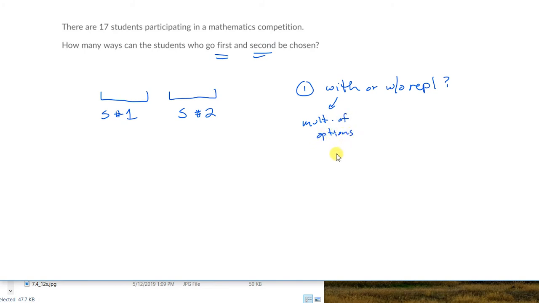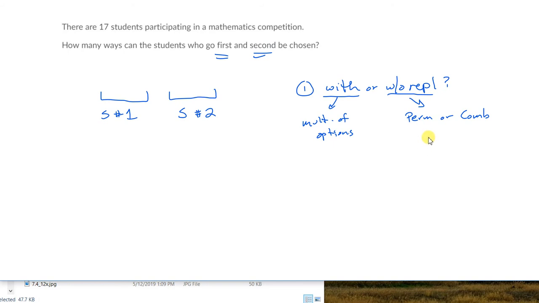Think about the bike lock. You can choose your first digit 10 ways, your second digit 10 ways, your third digit 10 ways. You're allowed to repeat because you are replacing the number. It's available again to be chosen again, and so you just multiply. Without replacement, it's more complicated. That's going to be permutations or combinations. So your first question: can I choose a student and then choose that same student again? If so, then it's with replacement. If not, then it's without replacement.